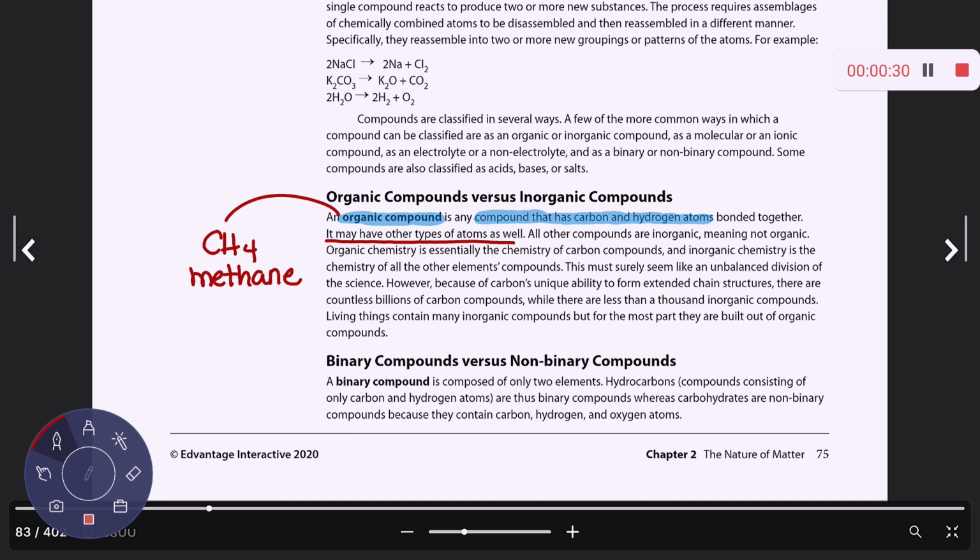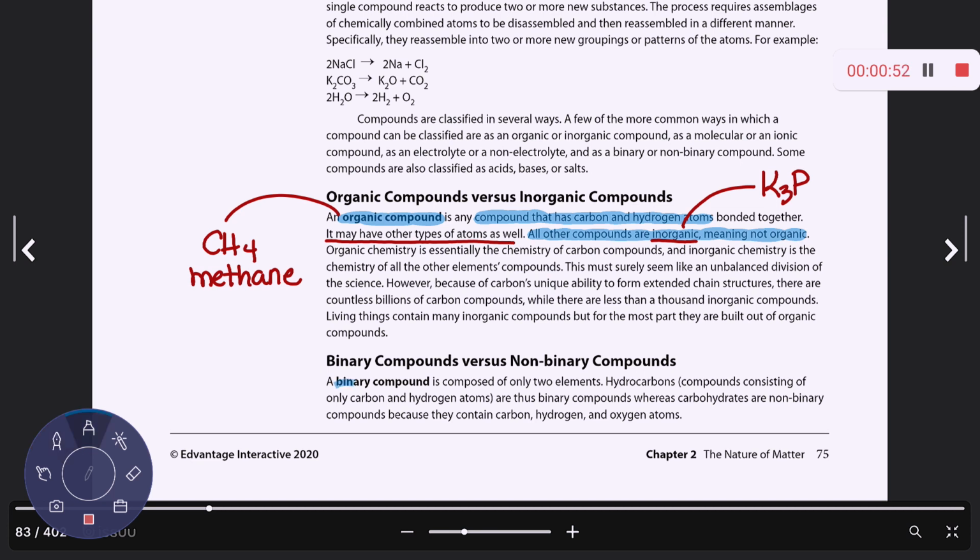Okay? Inorganic compounds would basically be everything else. So all of the compounds are inorganic, meaning they are not organic. An example of an inorganic compound would be something like potassium phosphide. Okay?